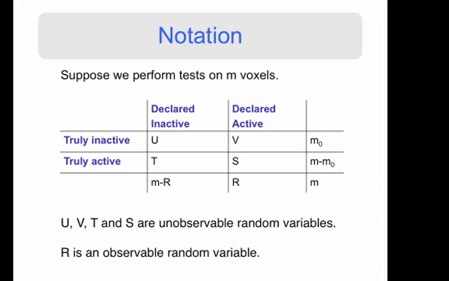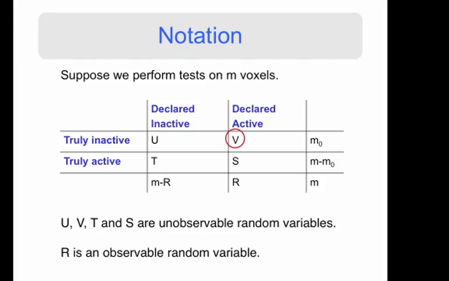U, V, T, and S are all unobservable random variables. R here is an observable random variable, which is the total number of declared active voxels. So if we perform M tests, we know how many voxels were declared active, and this number is R. However, we don't know how many of them were truly inactive and how many were truly active. Ideally, we want the proportion that was truly active, S over R, to be close to 1, because then almost all the voxels that were declared active were truly active.